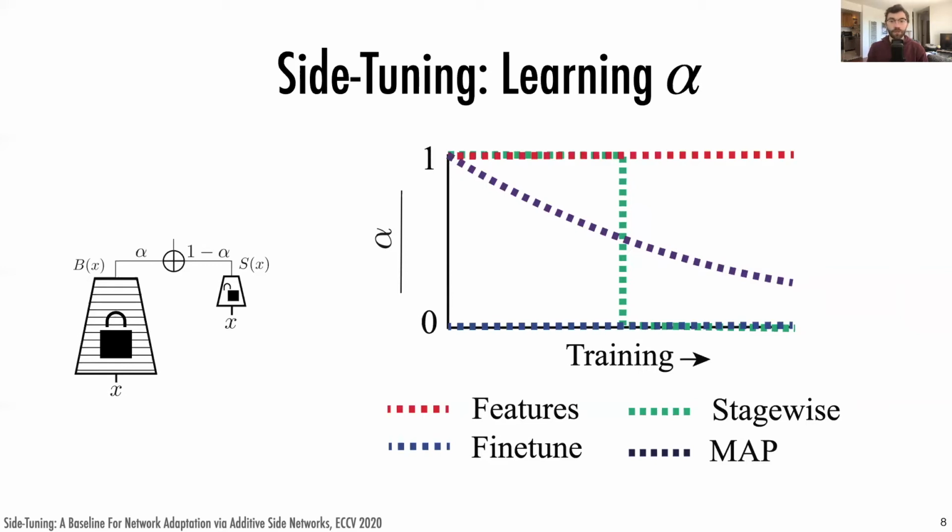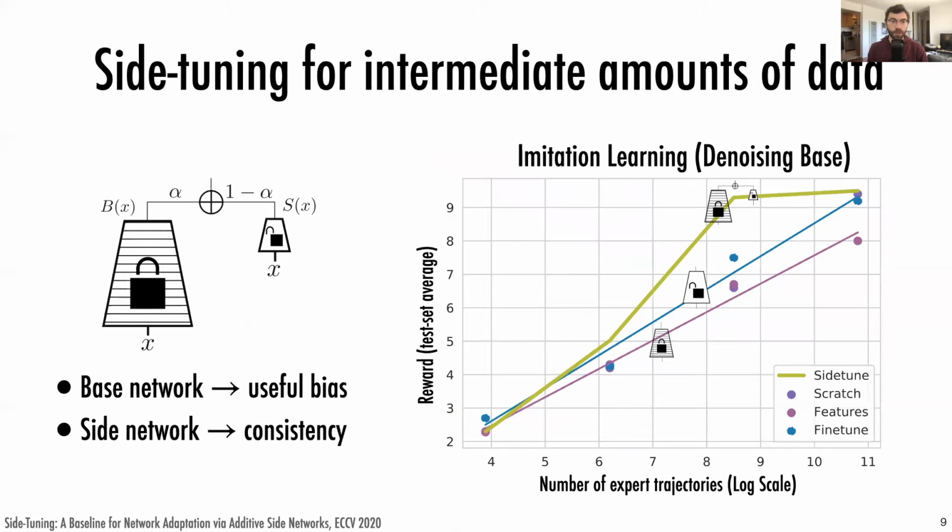By decaying alpha over the course of training, side tuning becomes a maximum a posteriori-like combination of the base network as a prior with a side network. In practice, we just learn alpha, but the probabilistic interpretation suggests that for intermediate amounts of data, we might see side tuning outperform both features and fine-tuning.